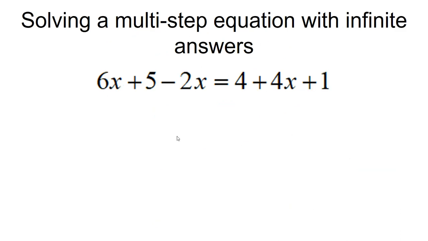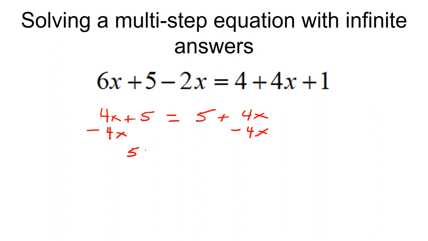So now, solving a multi-step equation with infinite answers. I'm going to do the same exact thing, follow the same steps. Something different happens here. Okay, so when I combine like terms, there's no parentheses to distribute. So when I combine like terms, 6x minus 2x is 4x plus 5 is equal to, here I can combine the 4 and the 1, which would give me 5 plus 4x. So now I'm going to move the x's to both sides. Okay, I'm going to choose to move this 4x to the other side and take a look at what happens.